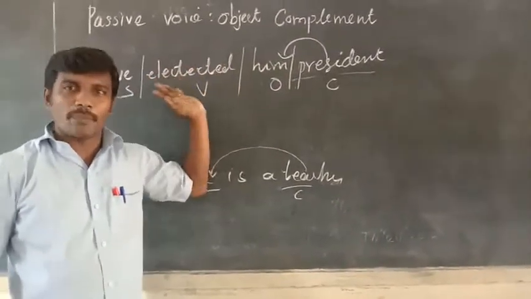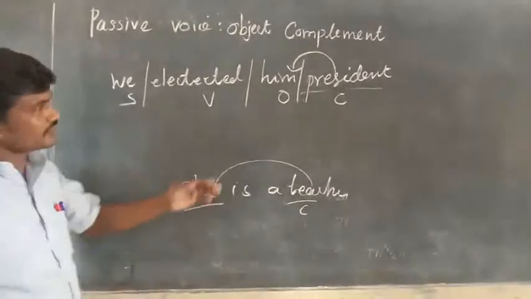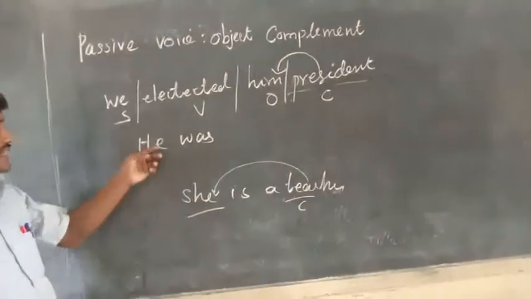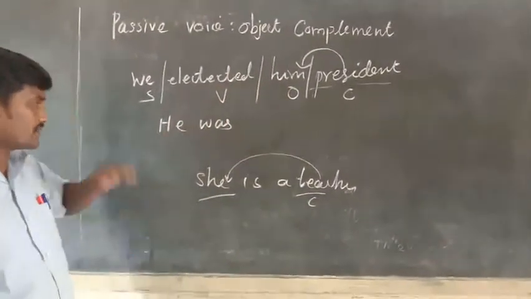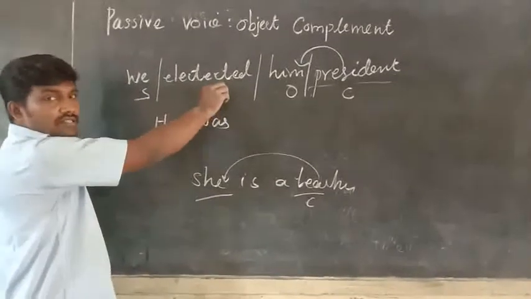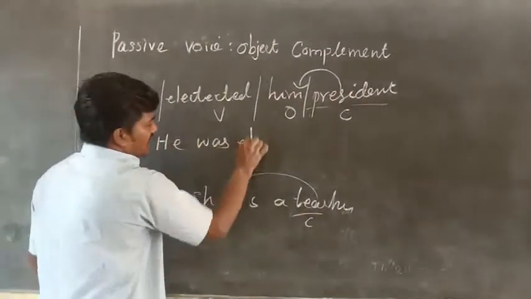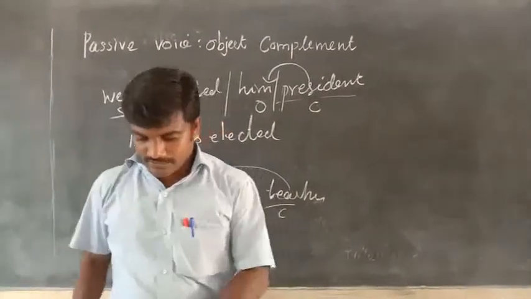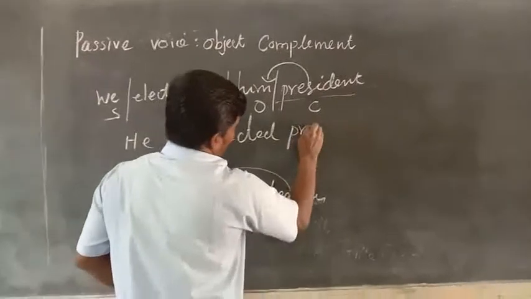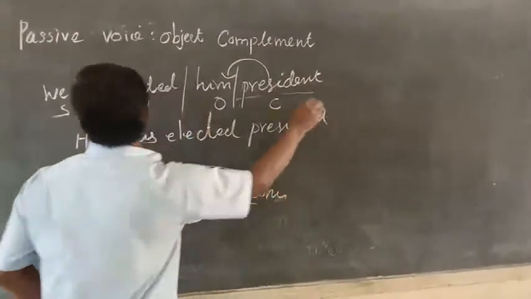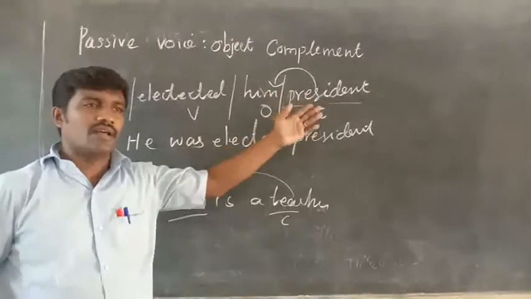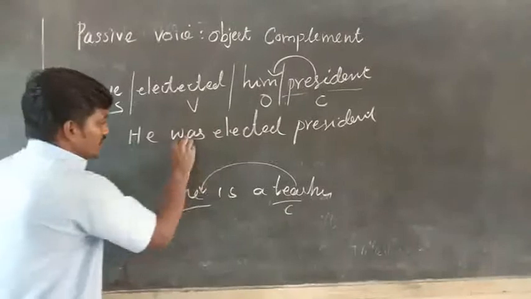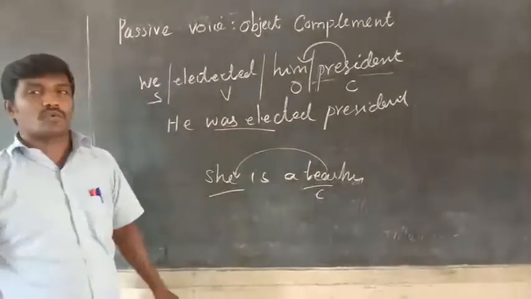So how to change it to passive voice? He was. Because him becomes he as a subject. This is the simple past tense, so we should write was: he was elected president. That's all. When you use the agent addition, you get he was elected president, because this is a passive voice. Be plus V3 is called passive voice.